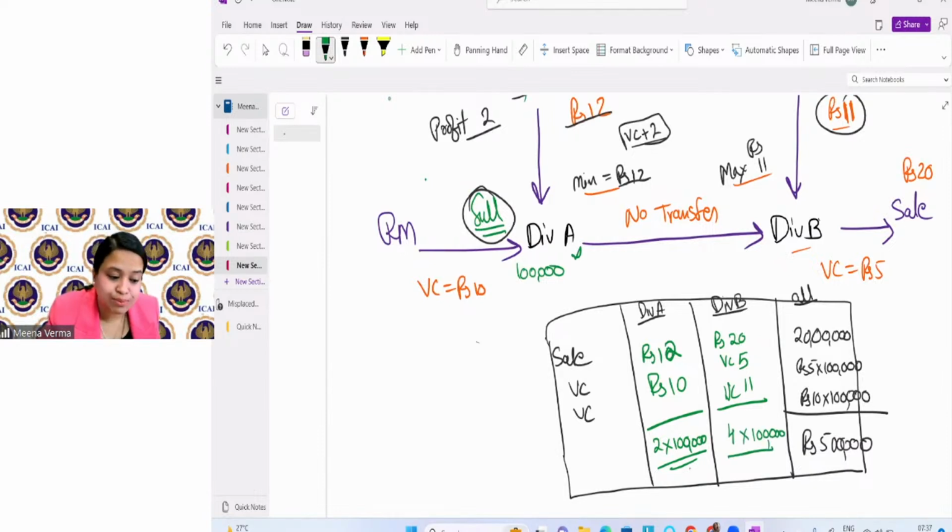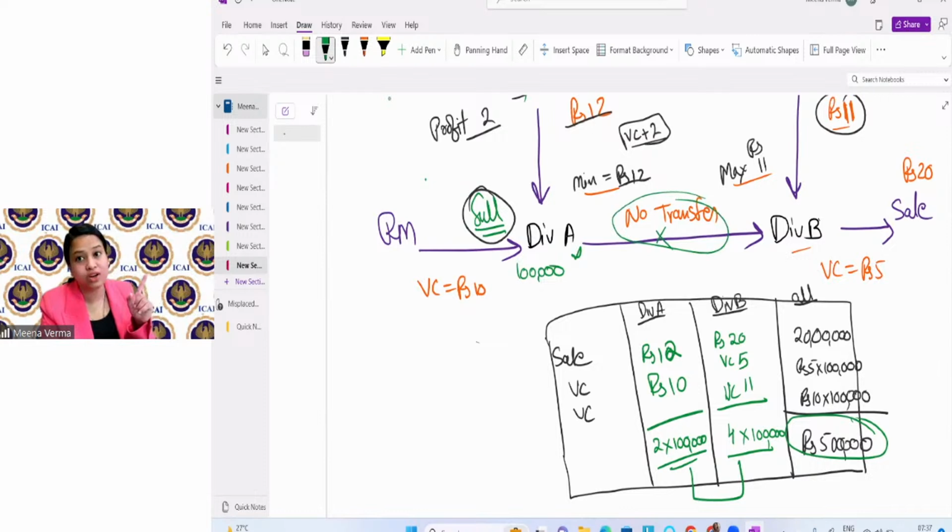So you can see, because of this decision, because they refuse to transfer the goods, what happened? The overall profitability of the entire organization was expected to be this if the transfer took place. But since you refuse to transfer the goods, because of goal congruence, you can see the overall profitability has increased from 5 lakh to 6 lakh. This is good for the organization. It's a good decision that you are not transferring the goods.